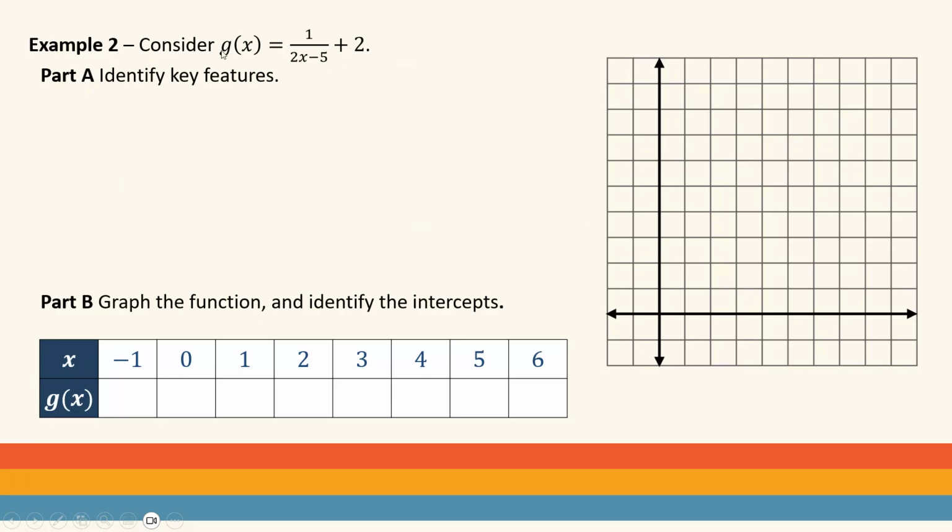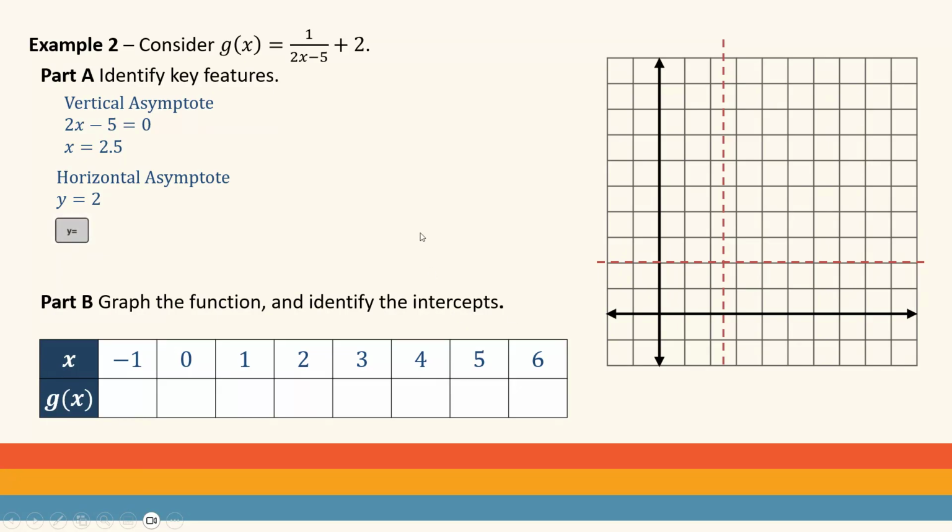To graph the expression here, we have g(x) = 1 / (2x - 5) + 2. First, we're going to calculate our vertical asymptote by setting the denominator equal to 0 and solving. So we would add 5 to both sides and divide by 2. So our vertical asymptote is at x = 2.5. We're going to draw our vertical asymptote here with a dashed line right at x = 2.5. Our horizontal asymptote is the number we're adding to the rational part, which was 2, so y = 2. So we're going to go ahead and draw our horizontal asymptote.